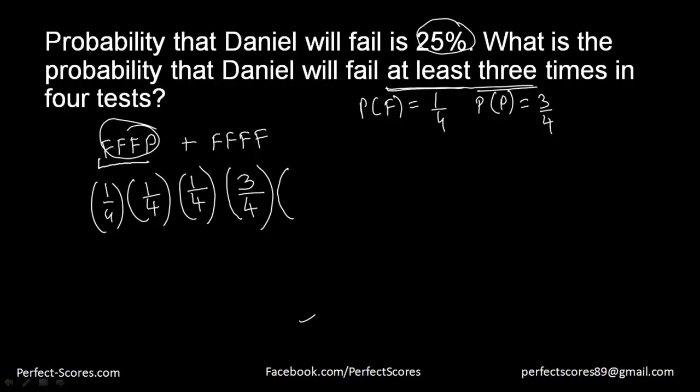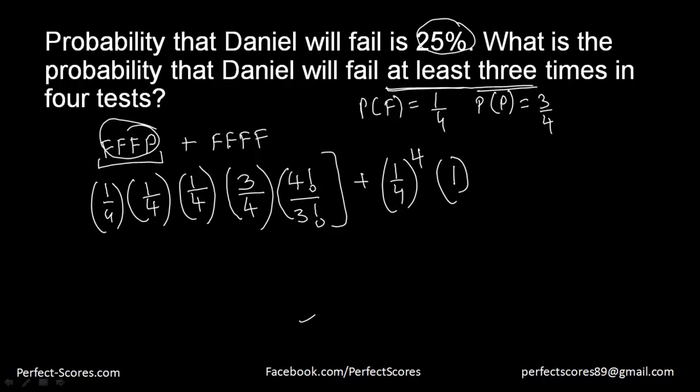Now in how many ways can this arrange itself? That would be 4 factorial divided by 3 factorial. Why 4 factorial? Because there are 4 letters. Why 3 factorial? Because there are 3 F's repeating and they are identical. Plus the probability of failing into the probability of failing into the probability of failing into the probability of failing into 1, because the number of ways F can arrange itself is 1, or you can even say 4 factorial by 4 factorial, which is nothing but that one, right?